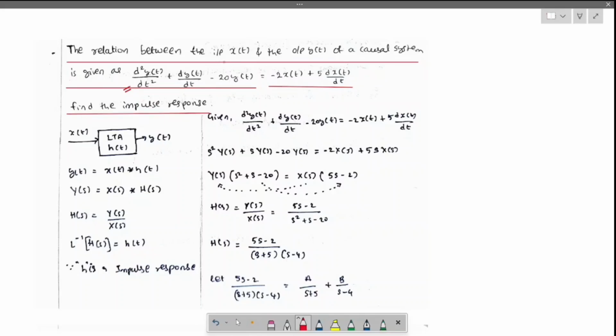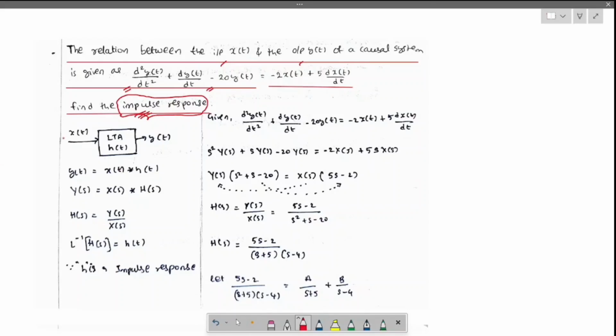What is given in the question? The input x(t) and the output y(t) are given, and we need to find the impulse response. Okay, now this is what we need to find, right? So in order to find this, now let us go into the solution.